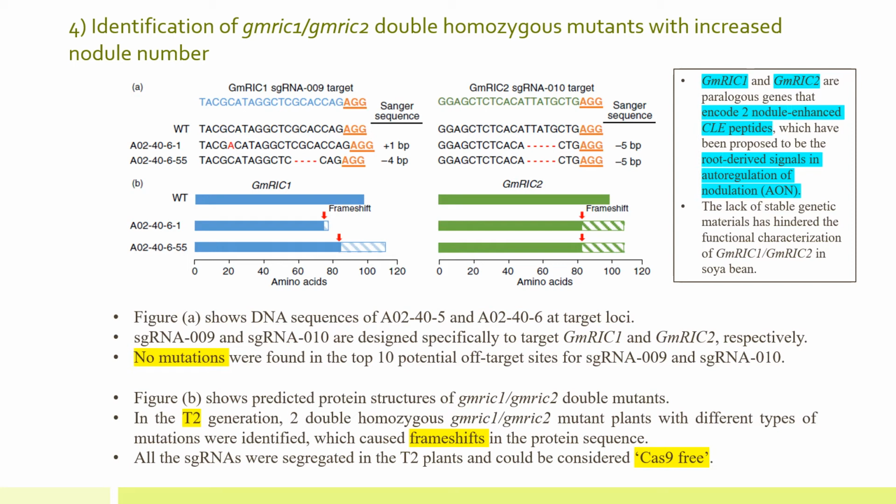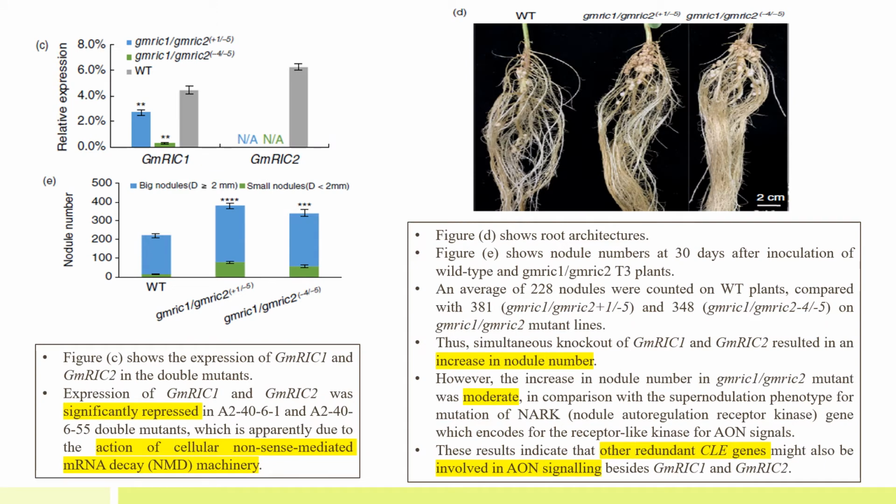In the T2 generation, two double homozygous mutant plants with different types of mutation were identified, which cause frameshift in the protein sequence. All the sgRNAs were segregated out in T2 plants and could be considered Cas9 free. Figure C shows the expressions of these two genes in the double mutant. Expressions of these two genes were significantly repressed, probably due to the action of the cellular nonsense-mediated mRNA decay machinery.